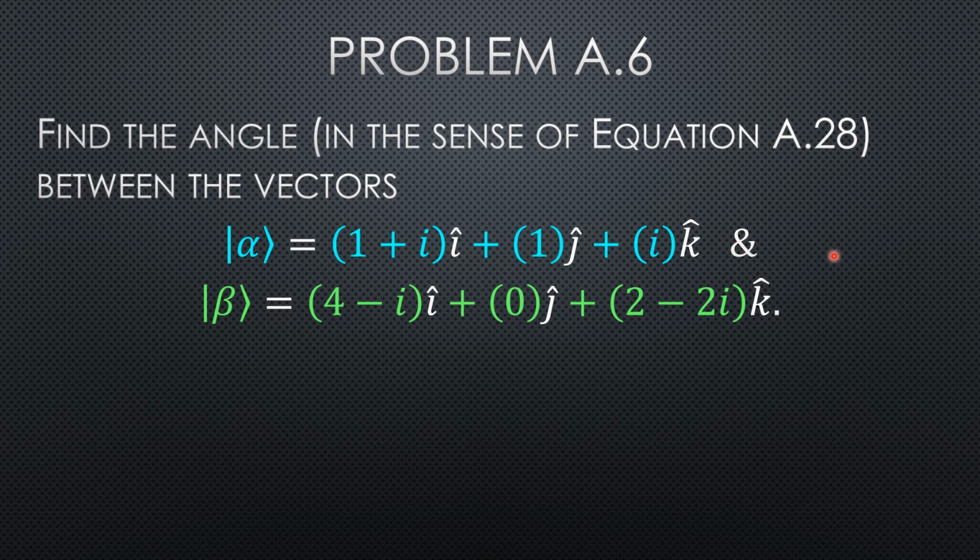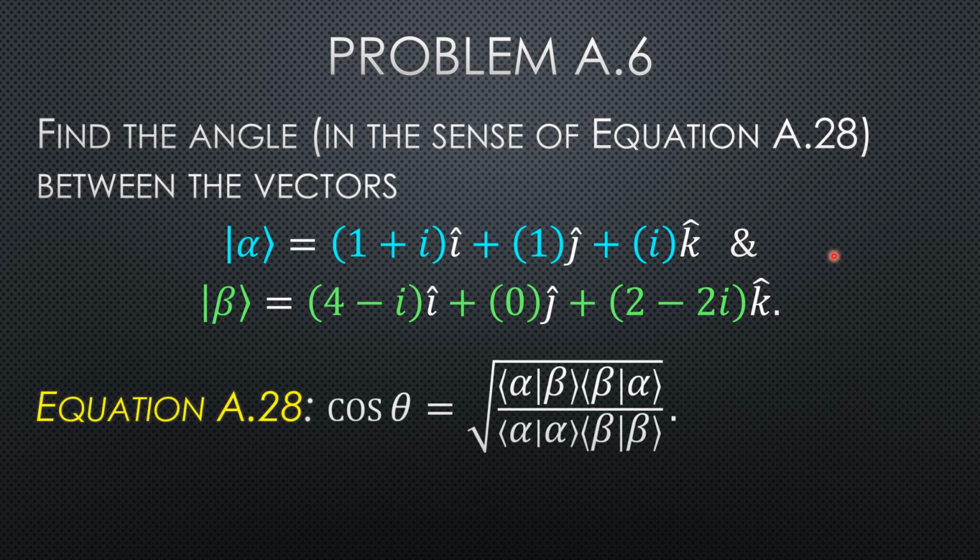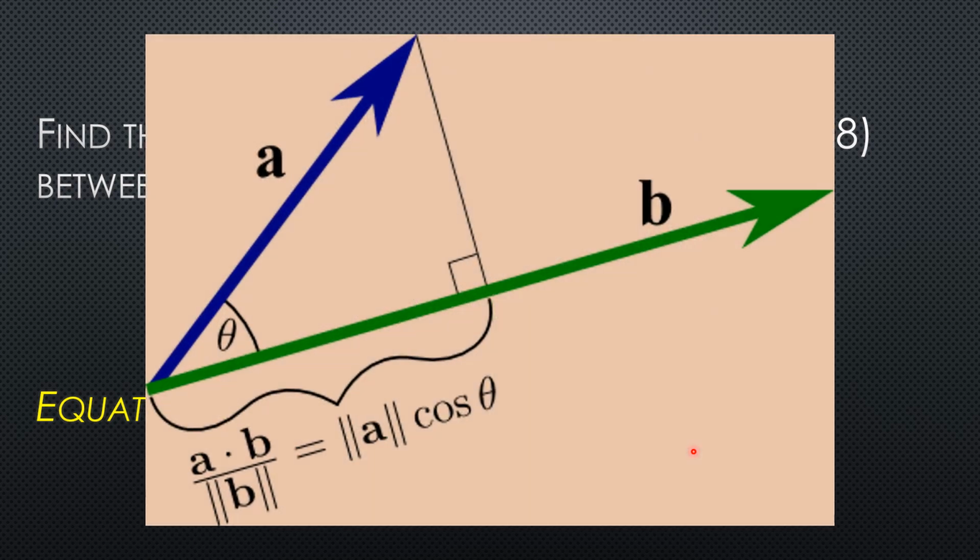So we know that we have to do some careful manipulation with these with respect to equation 8.28. Now, this cosine is equal to the square root of a couple different orientations of inner products: alpha with beta, beta with alpha, alpha alpha, beta beta. But what in the world do inner products and the angle cosine have to do with each other? Well, this is just the dot product.